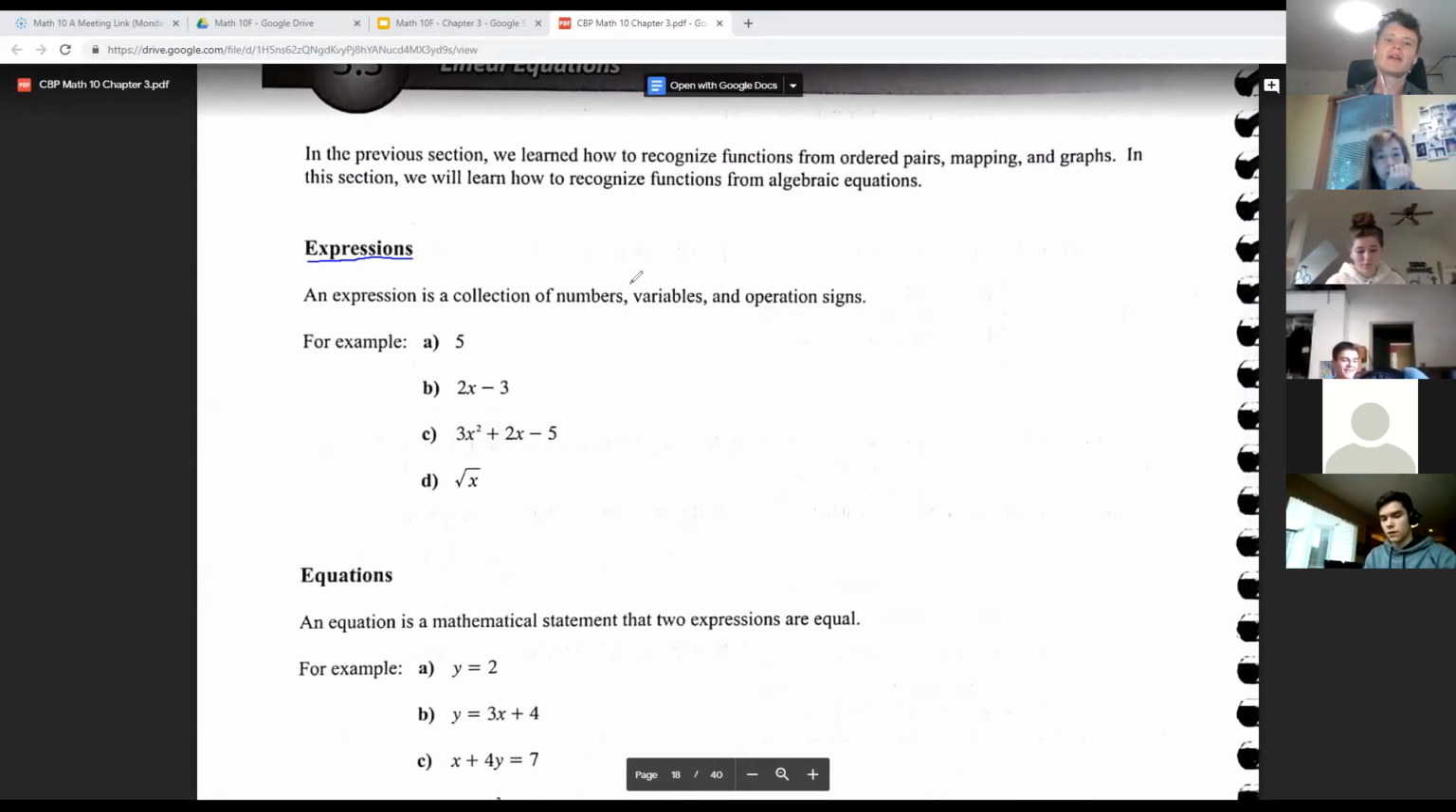It's a collection of numbers, variables, and operation signs. Importantly, there are no equal signs, okay? No equal signs. Here are some examples, okay? An expression can even be radical by having a square root or another radical symbol. And we can have variables squared, variables raised to a power. Of course, we can also have an expression that's really simple. It's just one number.